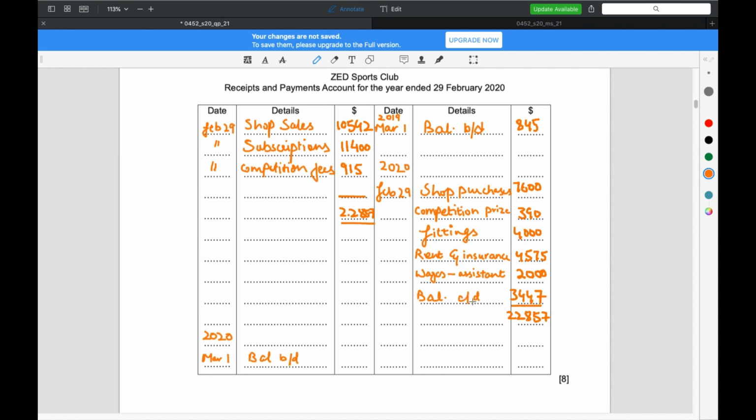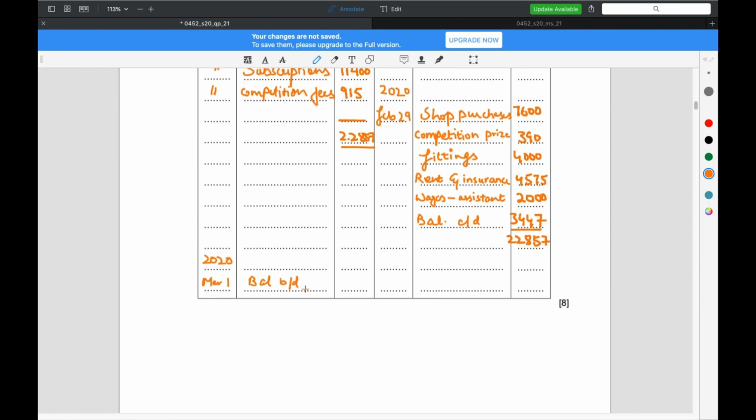This is going to be carried forward to the next year. Do not forget to carry it forward for the next year because this has one mark. So carry this forward, 3447, and that is it for this part.